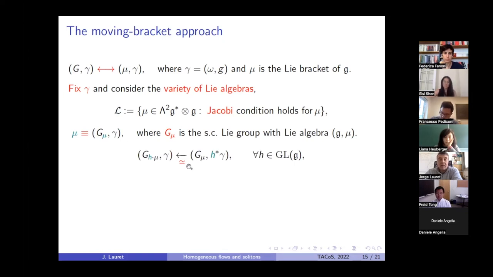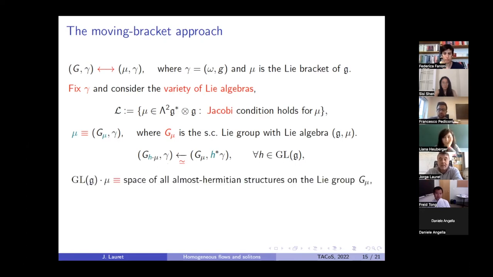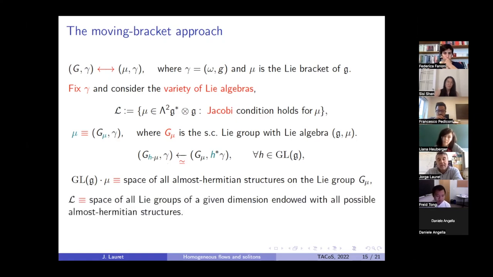And then you have this equivalence, okay? So H from G mu to G H point mu is an isomorphism of Lie groups preserving the structure, so it's an equivalence of the almost Hermitian structures in this case. But then here you are moving all the almost Hermitian structures on the Lie group G mu. And then what you need to do here on the left, when you fix gamma, is to walk around all the GLG orbit of mu. So that's the isomorphism class of the Lie algebra mu, okay? And so in that class, you have all almost Hermitian structures on a given Lie group, and in the variety, you have the space of all left invariant almost Hermitian structures on all Lie groups of a given dimension, of course, okay?